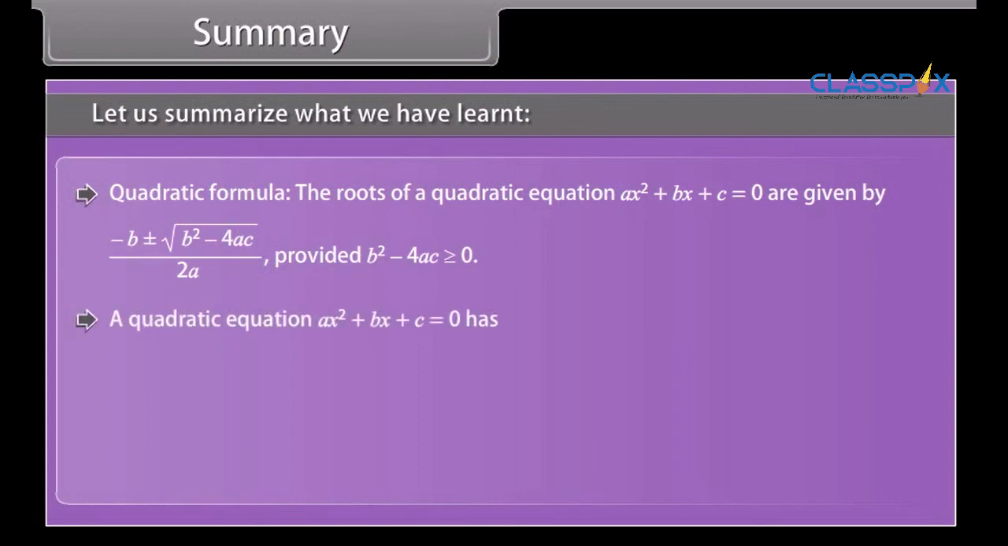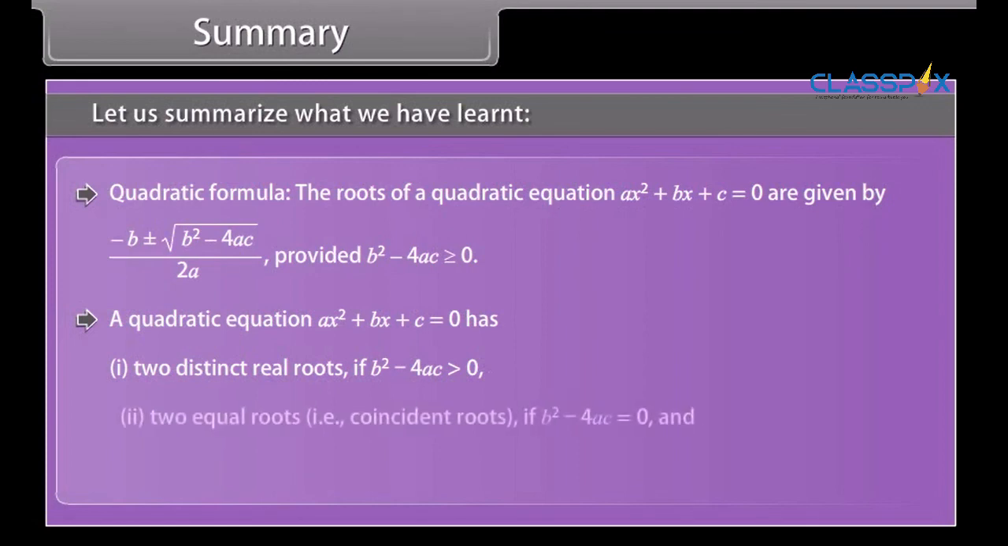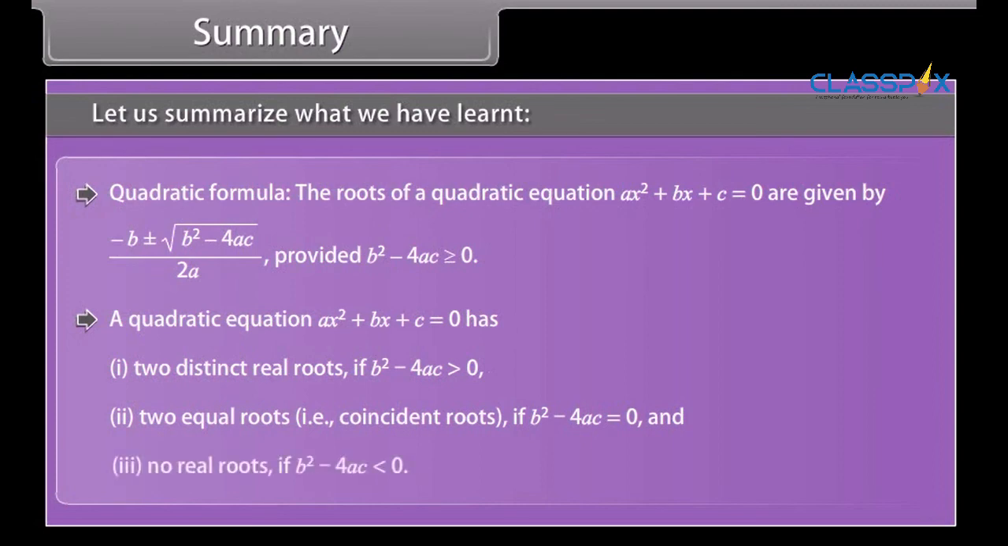A quadratic equation ax² + bx + c = 0 has: 1. Two distinct real roots if b² − 4ac is greater than 0. 2. Two equal roots, that is, coincident roots, if b² − 4ac is equal to 0. And 3. No real roots if b² − 4ac is smaller than 0.